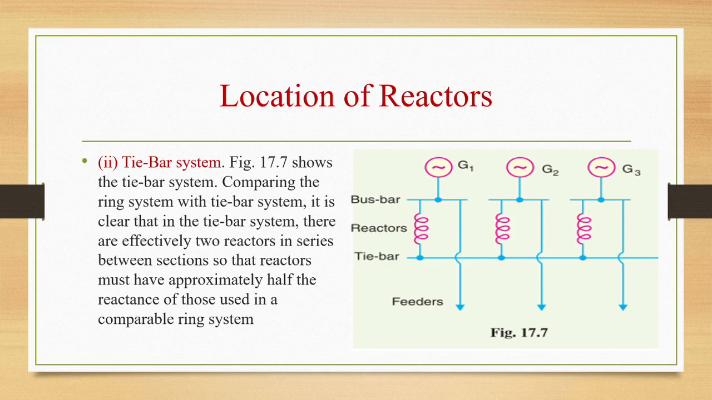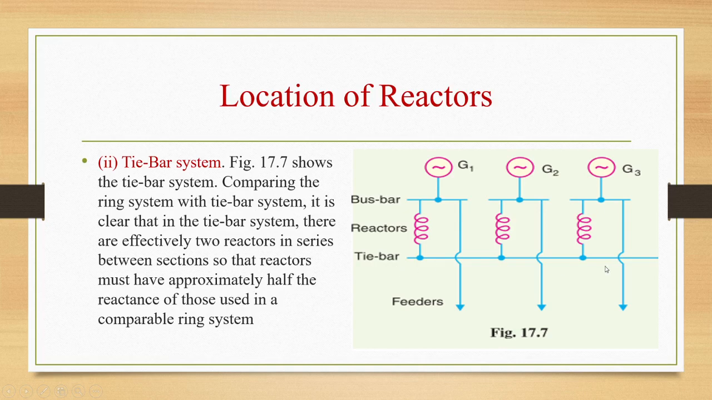Another advantage of the tie bar system is that additional generators may be connected to the system without requiring changes in the existing reactors. However, this system has a disadvantage that it requires an additional bus bar, that is a tie bar. So this is the tie bar, this is an additional bus bar, and this is the only disadvantage of this method.